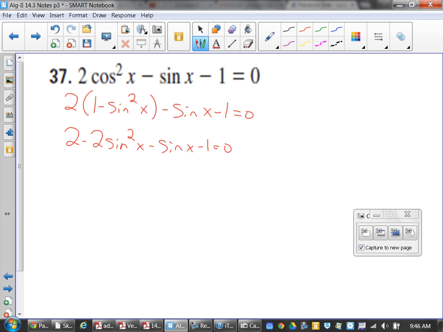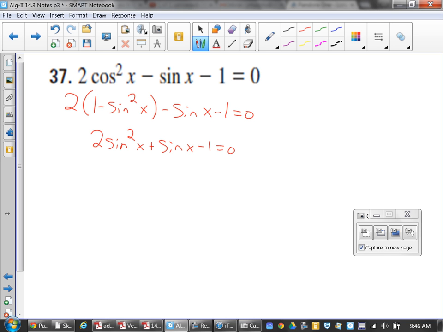Now, at this point, you can combine your like terms, and you wind up with 2 minus 1, so this becomes a positive 1 here. Now, I'm going to multiply everything by -1 and change all of my signs. Is that okay? All right. So now I have positive 2 sine squared x plus sine x, and this is now minus 1 equals 0.